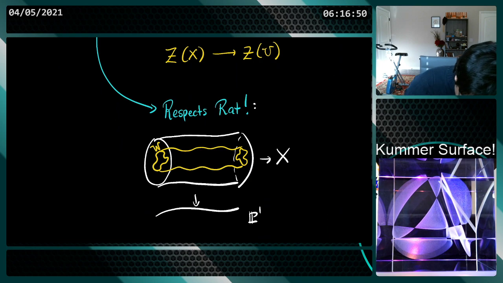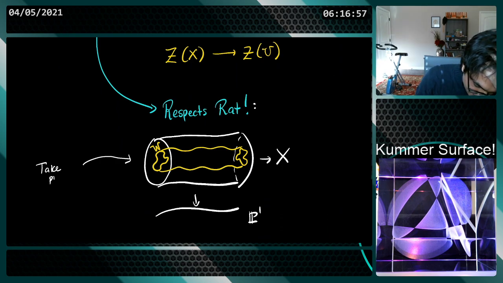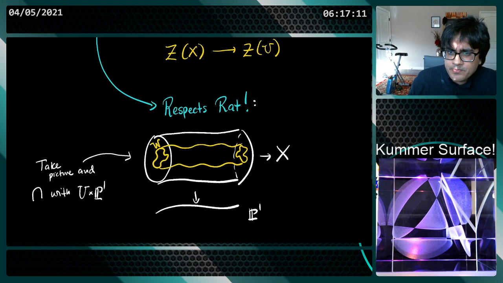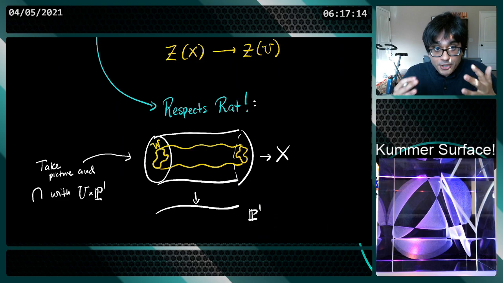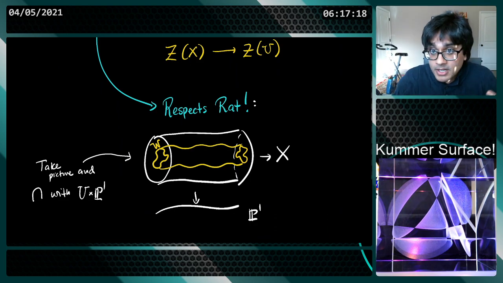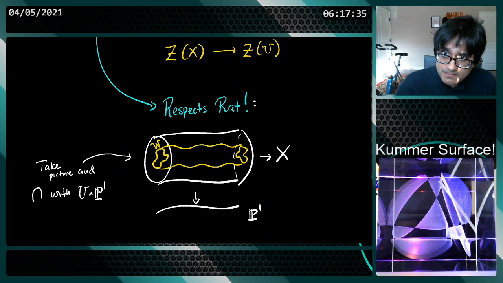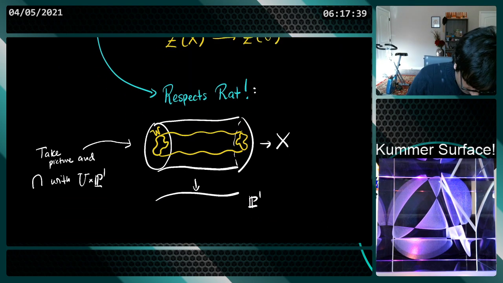So now U is some, okay, I'm just going to say it in words. Now take this picture and intersect, or just erase stuff, intersect with U cross P1, this open set of the product. Then your W restricts to a closed subset of this U cross P1, still by the induced topology. It's irreducible. And it interpolates your cycles, so it respects rational equivalence. There you go.